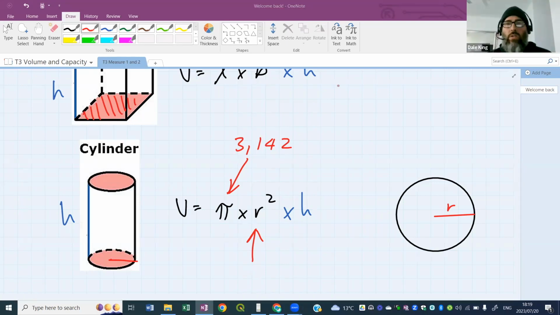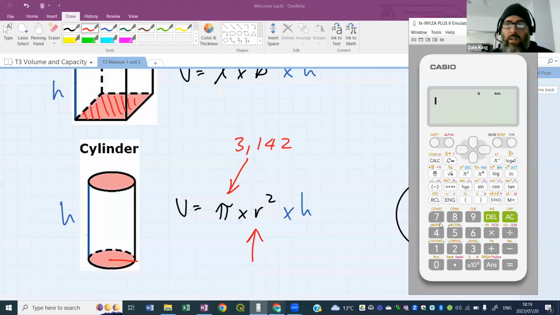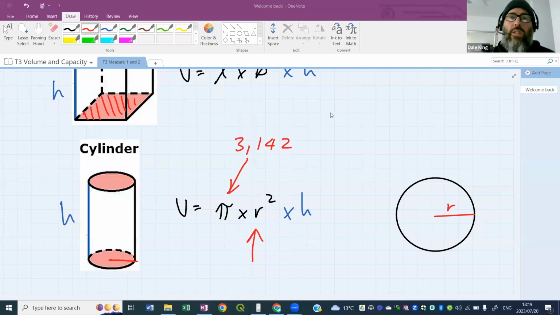All right, so you don't use the pi in the calculator, which is down here on the calculator. Don't use that one. Usually they tell you to use 3.142, so you use 3.142. Just get used to it. R is the radius, which you know how to get, and H is the height of the cylinder.